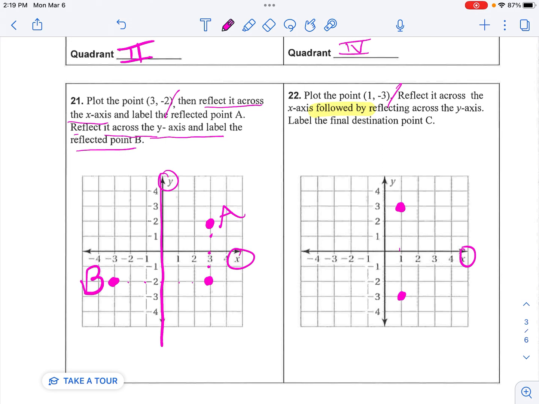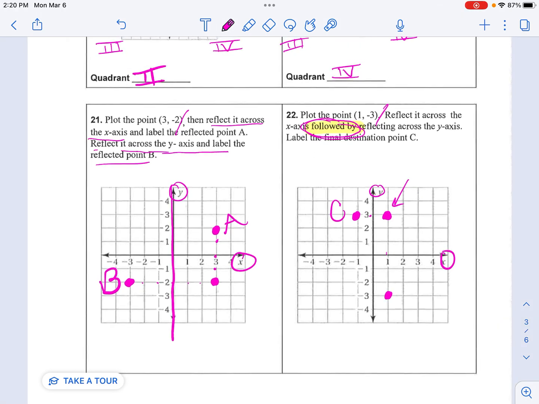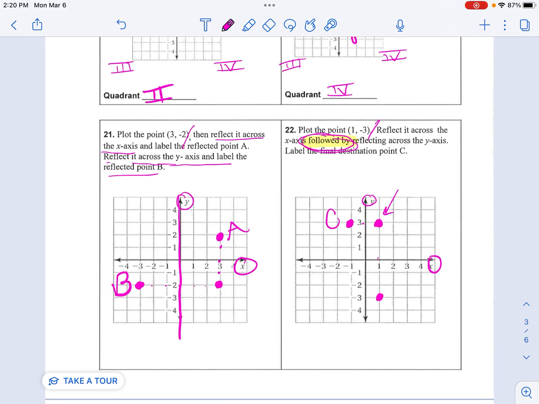Reflected across the x-axis followed by reflecting across the y. So now we're going to go back to this new point right here and now reflect that new point across the y. So instead of going 1 to the right of y, we're going to go 1 to the left of y. Label the final destination point C. So you need to be looking for that "followed by," and that tells us that we're going to continue to reflect. We're not going back to the original.